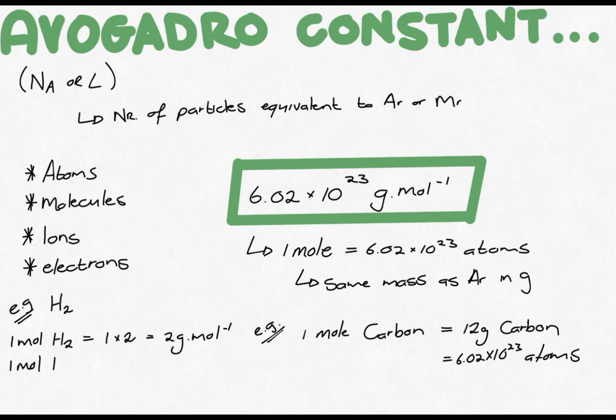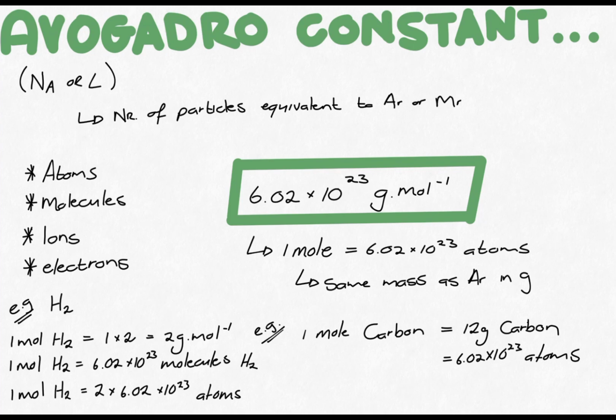Then 1 mole of hydrogen gas is also 6.02 times 10 to the power of 23 molecules of hydrogen gas. But we can also say that 1 mole of hydrogen gas has twice Avogadro's constant, so 2 times 6.02 times 10 to the power of 23 atoms of hydrogen. And this is because there are 2 hydrogen atoms in the molecule.